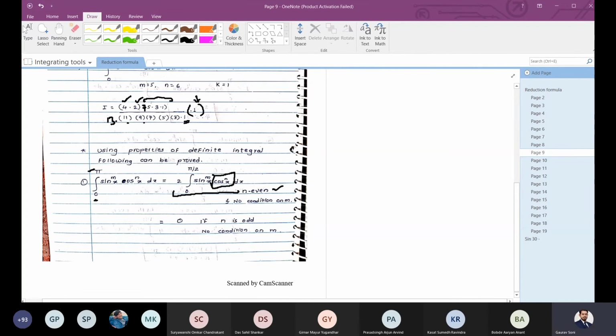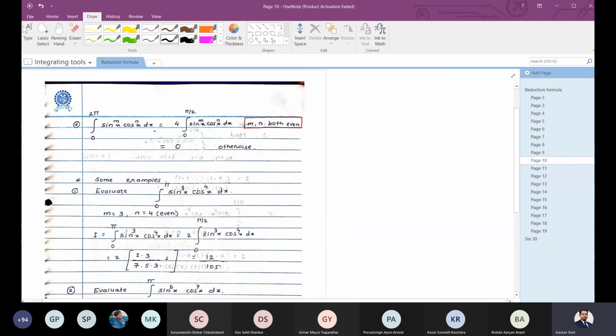I'll just recall what created the problem: cos of 180 minus theta. Cos 180 minus theta actually becomes minus cos theta. And that's why in this case, 0 to pi by 2 sine raised to m cos raised to n, the power of cos will play a major role. If it is even, then I can write it as 2 times. If it is not, then the answer is 0.